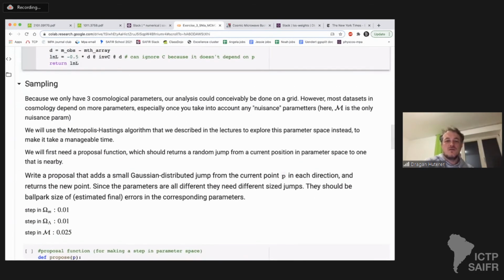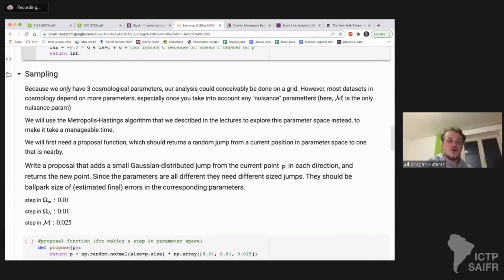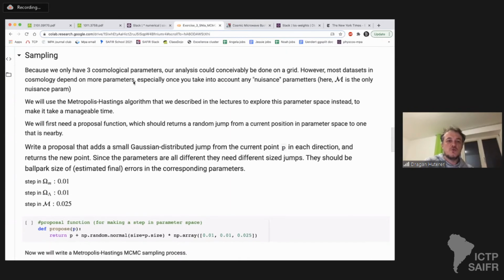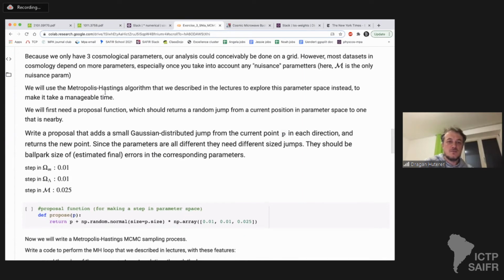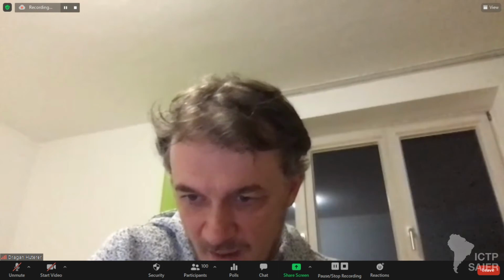Now, the crown jewel of this analysis, sampling, and I'm going to start this today and end tomorrow. We have 3 cosmological parameters. We're going to do Markov chain Monte Carlo Metropolis-Hastings sampling. So to remind you a little bit about that, let me remind you what we had yesterday: MCMC.